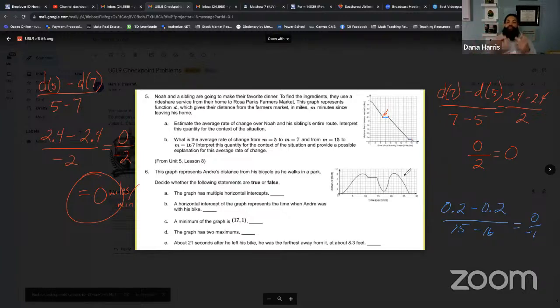So once again, these are two scenarios where they're most likely at a stoplight. I would say maybe from the 15 to 16 minute interval, they were at a stop sign, okay? Because it's a little shorter than the 5 to 7 minute interval. But either way, the car is stopped. They're not getting any closer to the market during those periods of time. All right.